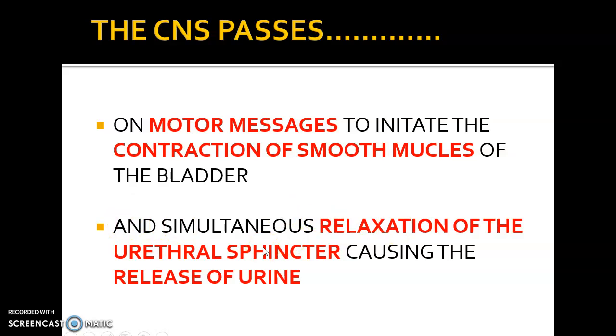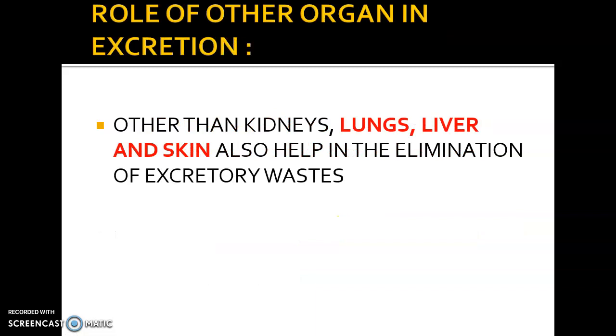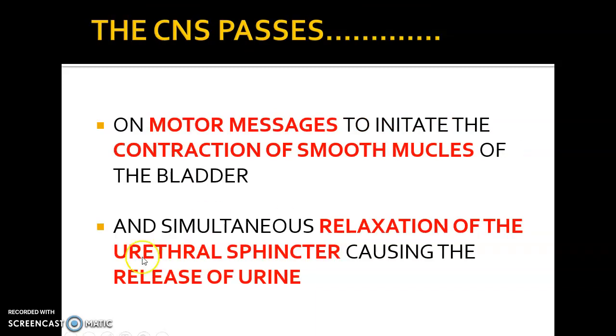Now, if urine has to be released from the urinary bladder, it is a must that there is relaxation of the urethral sphincter. So this motor message coming from the central nervous system, which gives a message to the smooth muscle for contraction as well as relaxation of the urethral sphincter, causes the release of urine. And this is how the process of micturition takes place.